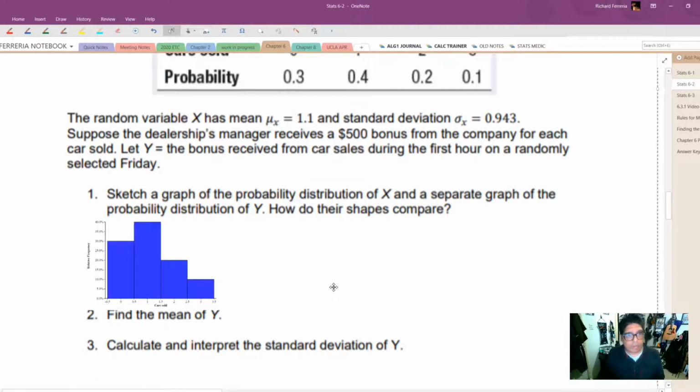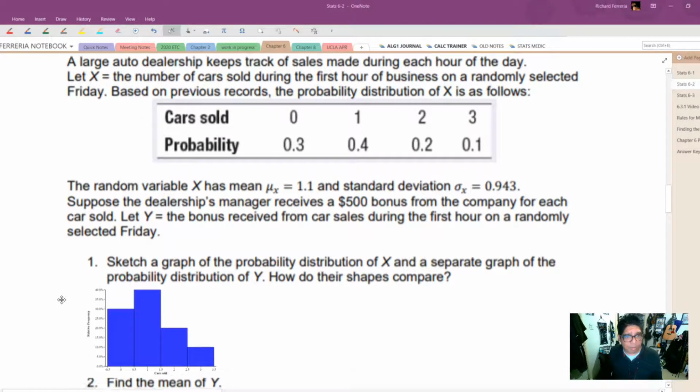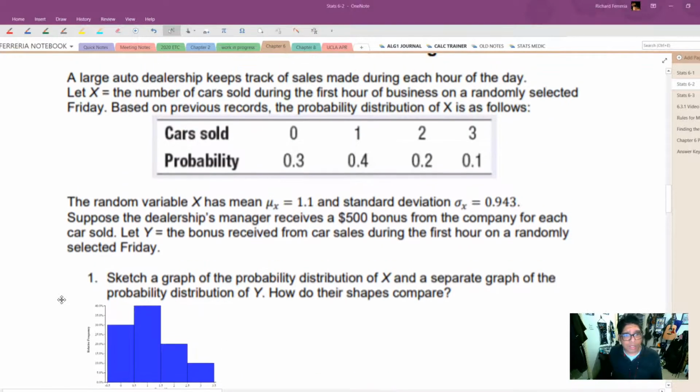So first off, sketching the probability distribution here would mean creating that histogram. So here's that histogram. Notice 0 cars sold goes up to 30%, 1 car sold goes up to 40%, etc. Also, each one of these histogram bars is centered at the integer values. That is the standard practice for this kind of discrete probability distribution.